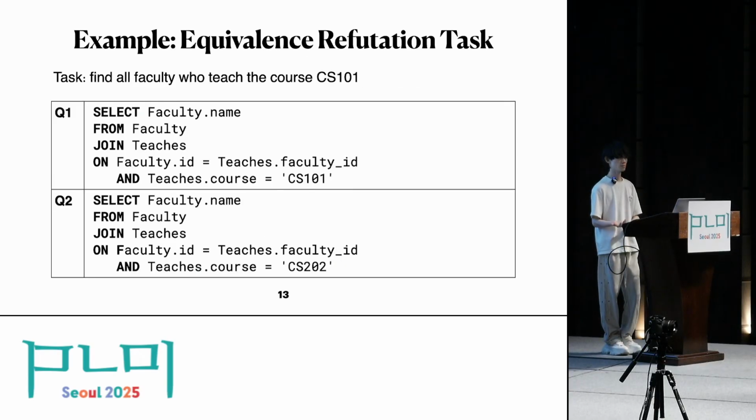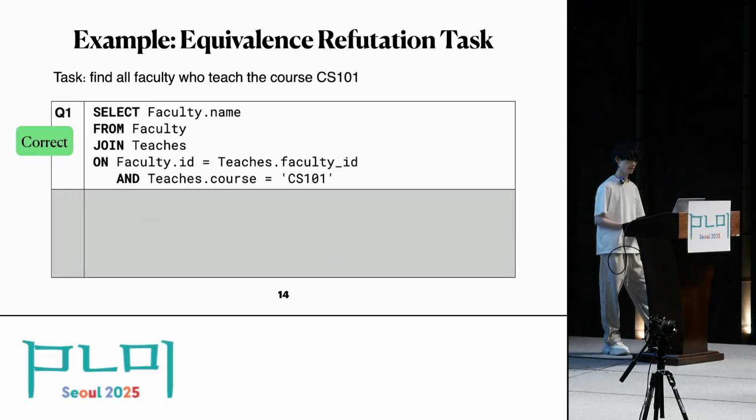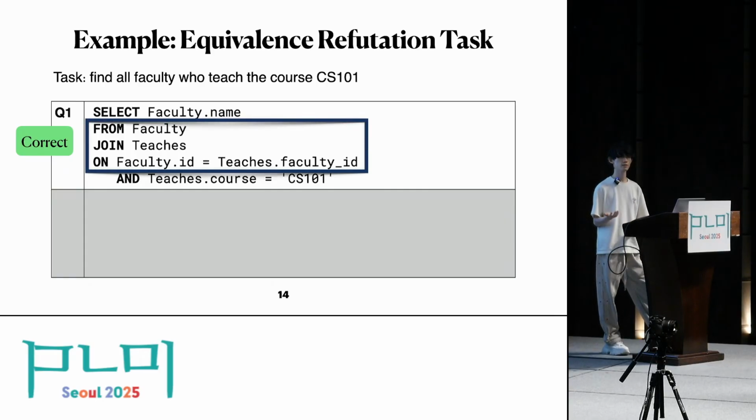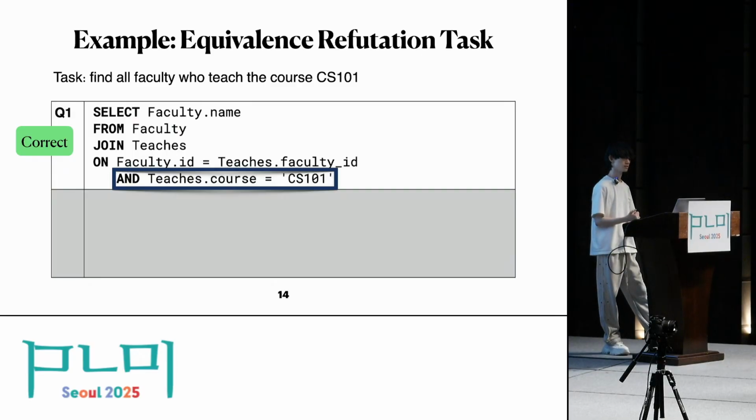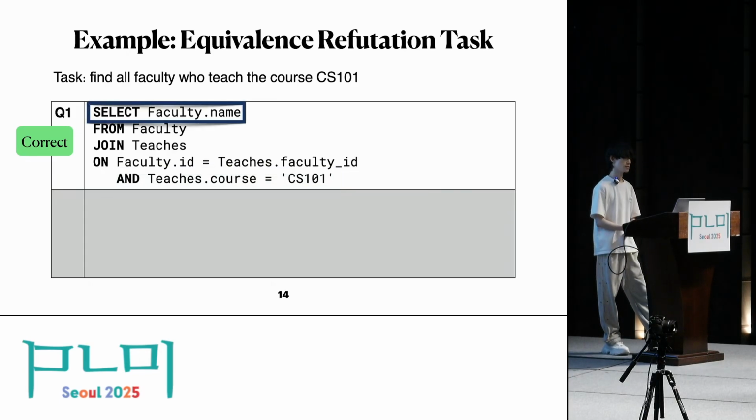So to ground our approach in a real-world problem, let's consider an equivalence checking task with two queries. Here we have two very simple meta queries just for illustration purposes. Q1 is the correct query. It first joins the faculty table with teachers to find which professor teaches which course, and then further filters the result to only include the rows where the course is CS101. Finally, it outputs the name of those faculty members.